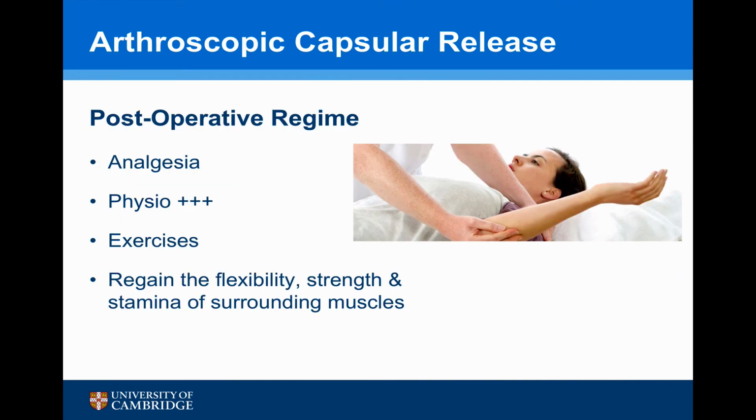Following a capsular release, it is essential that the patient works on regaining range of motion. Strong analgesics are given and a pain pump is often inserted into the shoulder at the time of the procedure. Physiotherapy is required on a regular basis and exercises must be undertaken 3 or 4 times a day, initially for the first 2 to 3 weeks. It can take some time to regain the flexibility, strength and stamina of surrounding muscles.